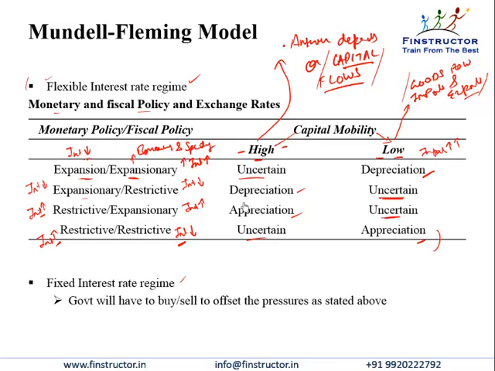There will still be depreciation pressures with high capital mobility, appreciation pressures under different circumstances. Only thing is that the government will have to take an offsetting position if it has to maintain a stable currency. So if the currency is depreciating, then your central bank will have to buy the currency. If the currency is appreciating, then the government will have to sell the domestic currency or buy the foreign currency in order to keep a stable exchange rate.